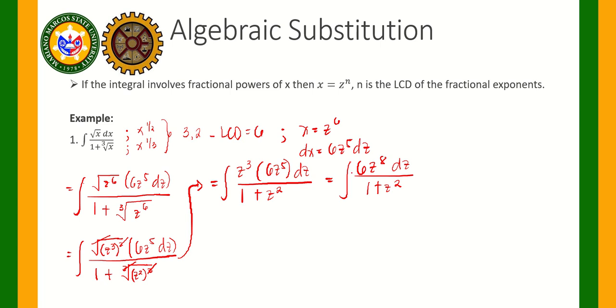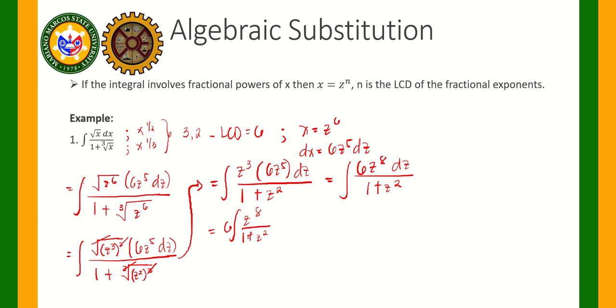So, pwede nating i-isolate si constant. So, this will be equal to 6 times the integral of z raised to 8 dz all over 1 plus z squared. Now, dito na lang natin ilagay. This is equal to 6, the integral of z raised to 8 all over 1 plus z squared.